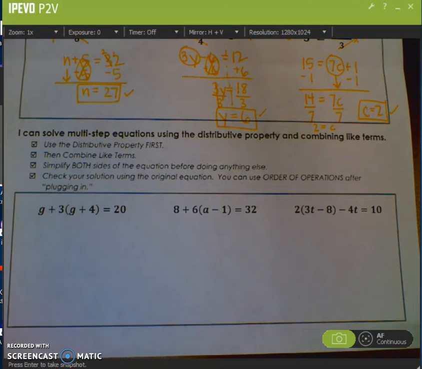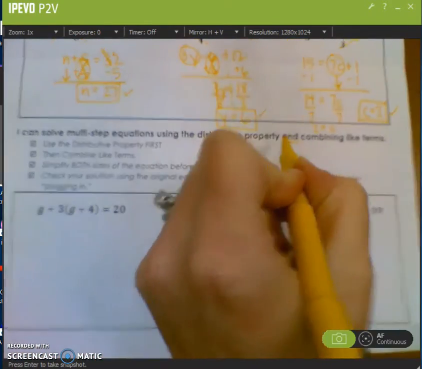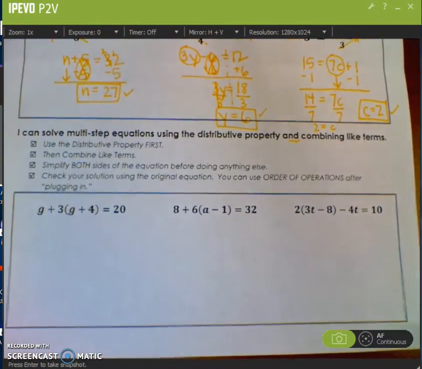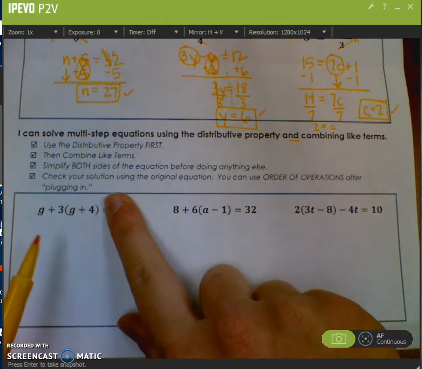The last learning target that we're going to hit today is I can solve multi-step equations using the distributive property and combining like terms. So we've worked on both distributive property alone and combining like terms alone. Now we're going to do both of them together. And this is really similar to simplifying expressions without the equal sign.